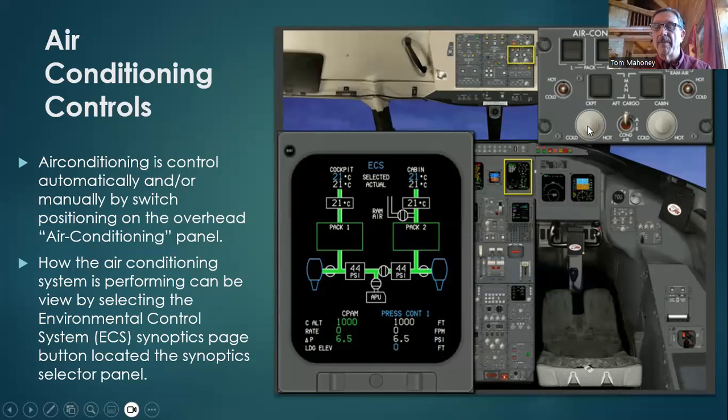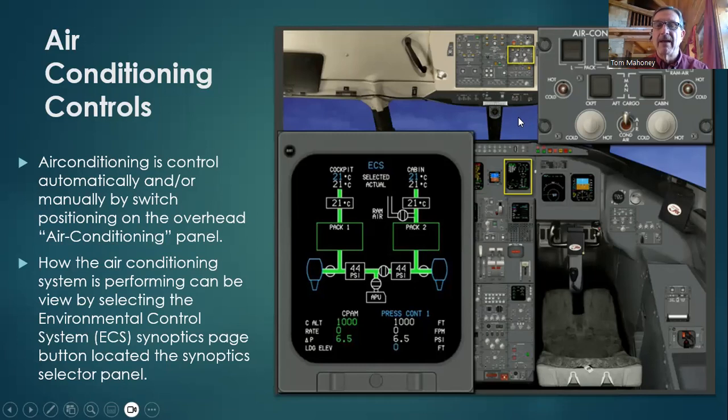Okay, when you have these buttons selected to the auto position, these knobs here, of course, when you turn them right or left to cold or hot, modulate that same valve, only the computer takes it over, and it's in the automatic mode. So I hope that makes sense to you. But this is the air conditioning panel. It's over on the first officer's side.